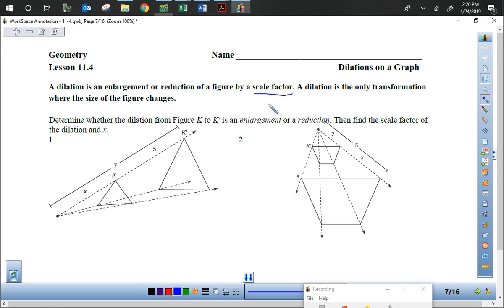So, looking at our picture here, the first thing we want to do is decide whether we're getting bigger or smaller based on moving K to K prime. So we have to look at which one of our pictures is the original, because it won't always be left to right or up and down. Look for the original K. Our original K starts here, and you'll notice that's the smaller one. If our original K is smaller, that means this must be an enlargement because we're making it bigger.